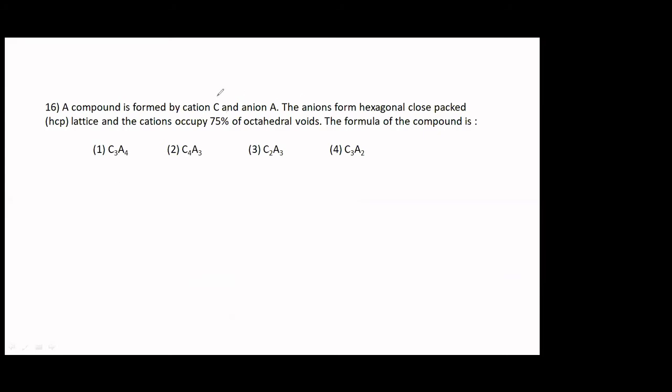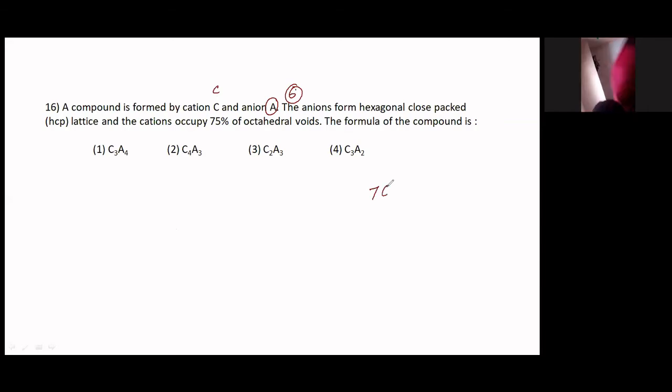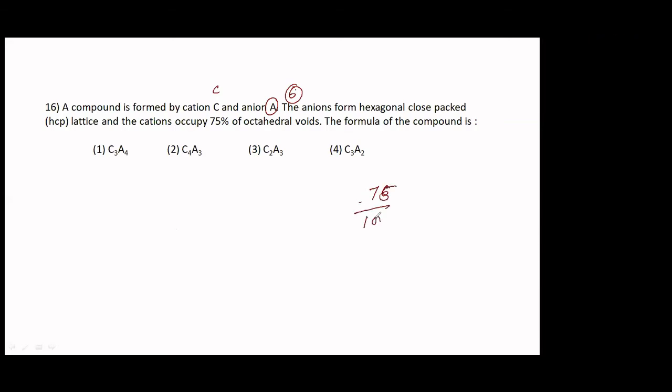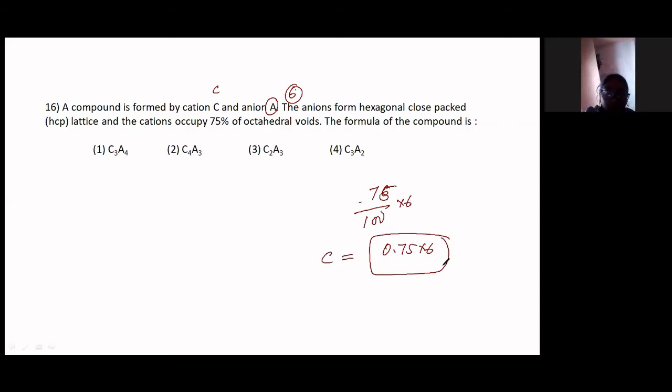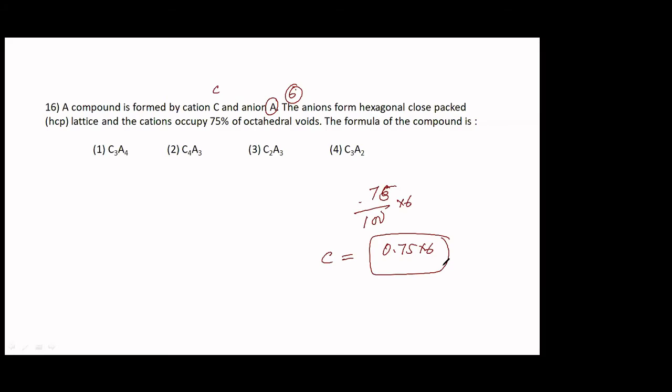It is formed by C plus ions and A minus ions. The anions form the hexagonal close packed structure, which means for anion A, there are 6 of them if it forms a hexagonal close packed lattice. 6 anions you have, and therefore 6 is the number of octahedral holes as well. So 75% of 6, 75 divided by 100 into 6, this much is occupied. So these many C cations you will have, 0.75 into 6.